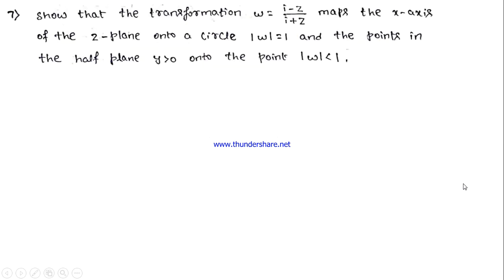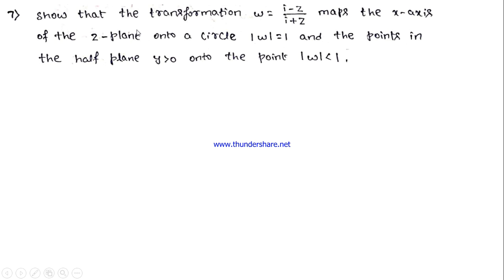So next one, this is the third kind of problem. The first kind of problem is just to find the bilinear transformation. The second kind of problem says after finding the bilinear transformation, find the fixed points or the invariant points. The third kind of problem speaks about finding the images.